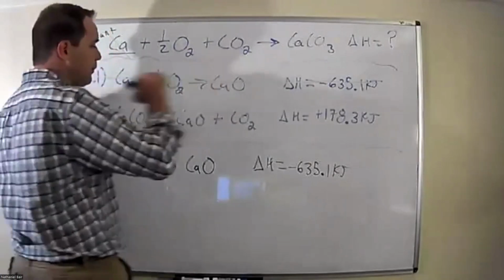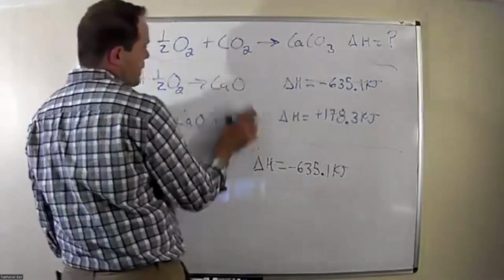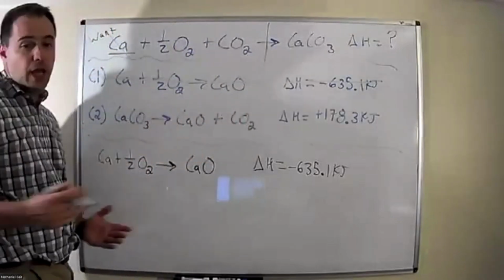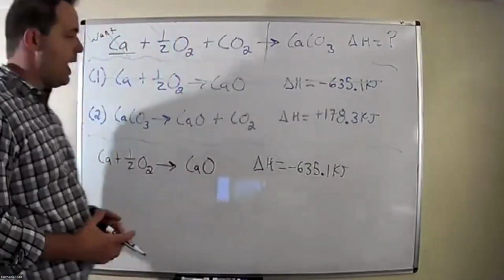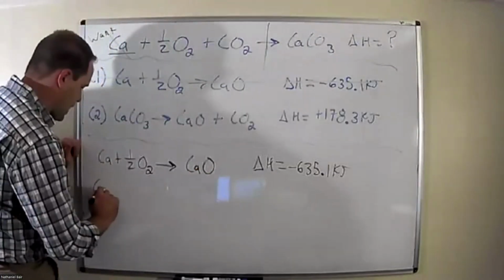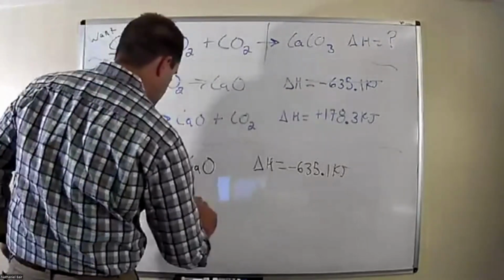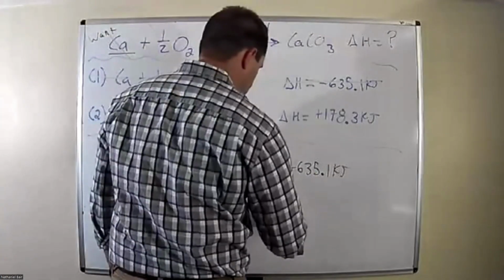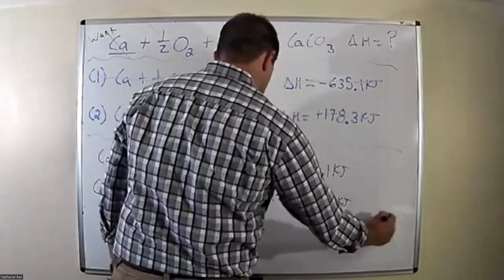Now we need CO2. CO2 is in the second reaction, but it's on the wrong side. It's on the product side, and I need CO2 on the reactant side. So we're going to need to flip the second reaction. If you're paying attention, that's also going to get my calcium carbonate on the correct side, kind of looking ahead. This is going to become CaO plus CO2 goes to CaCO3. And since we flipped it, the enthalpy now changes to a negative 178.3 kilojoules.